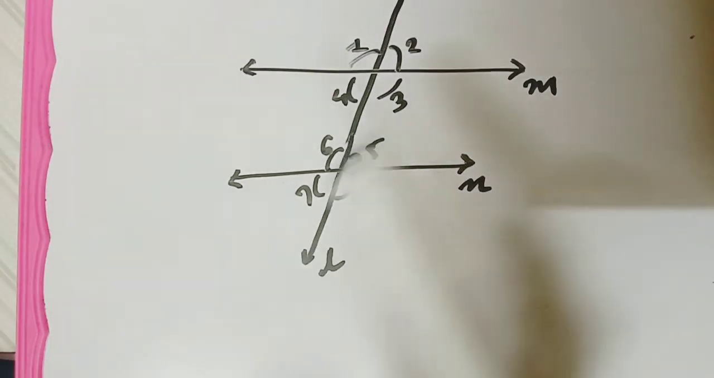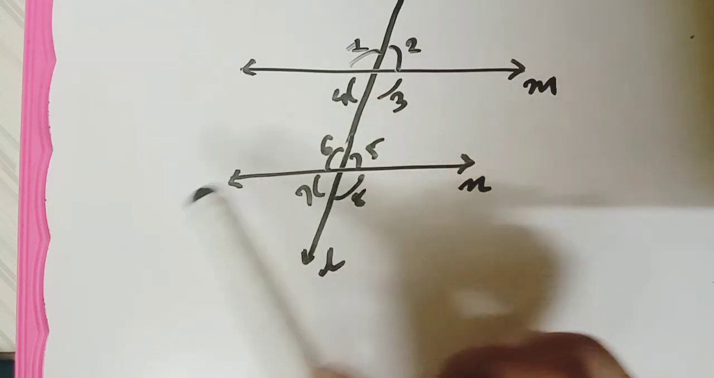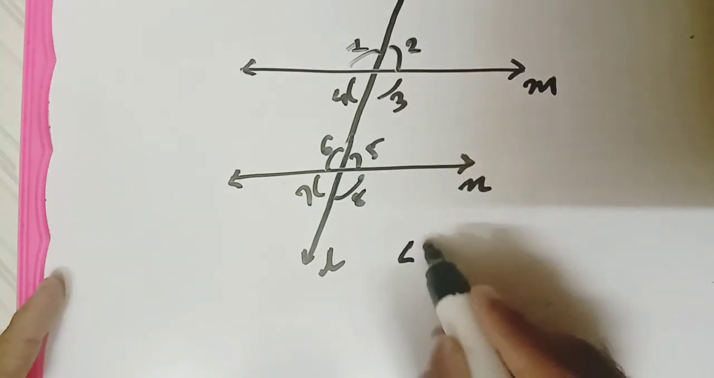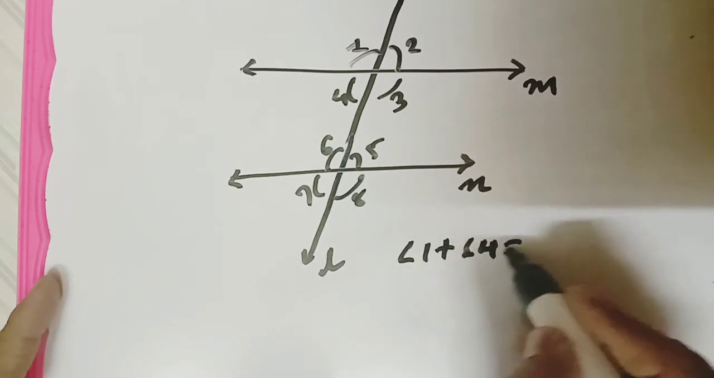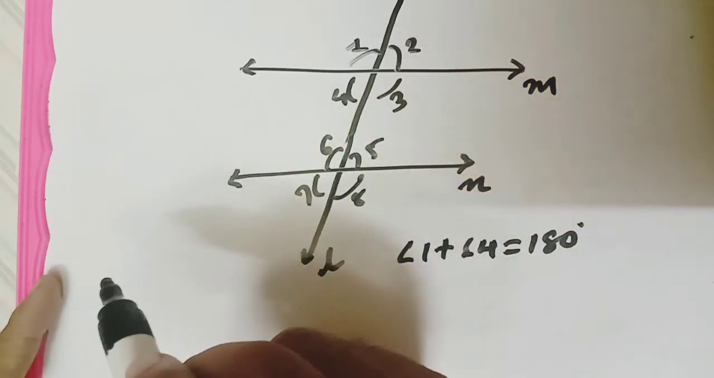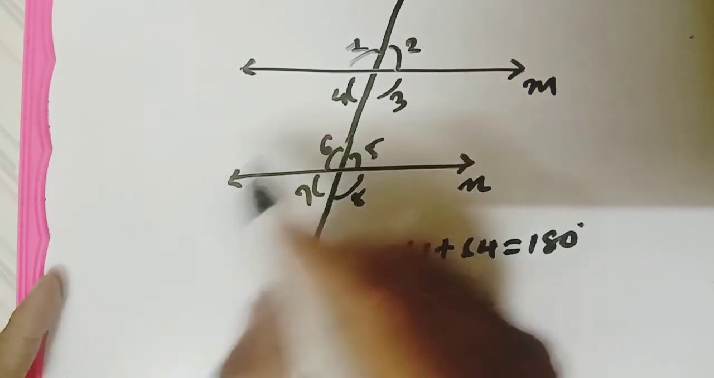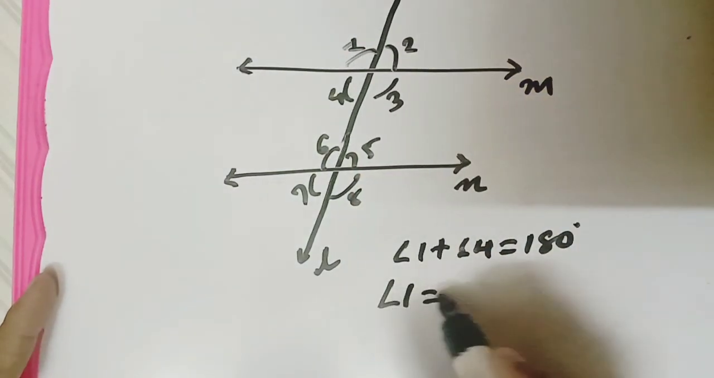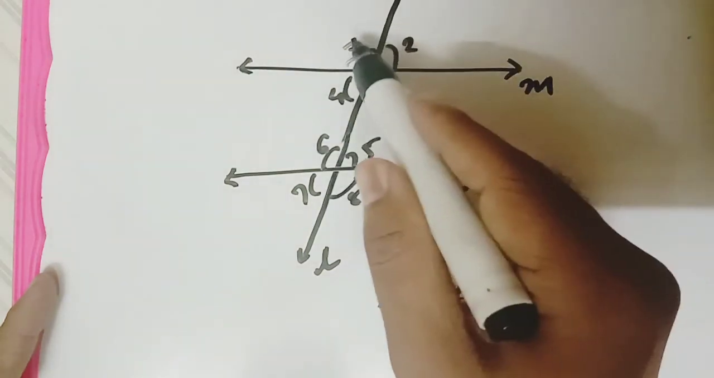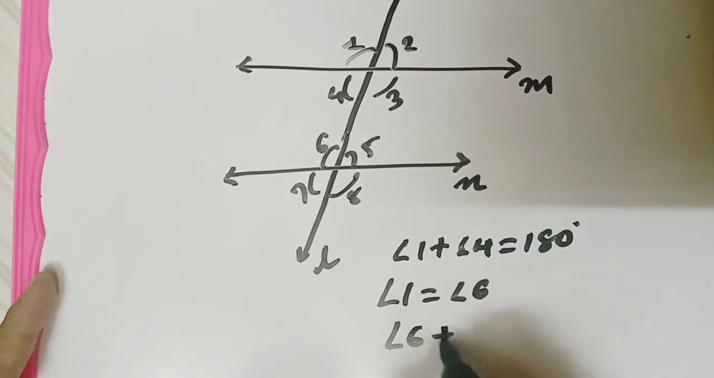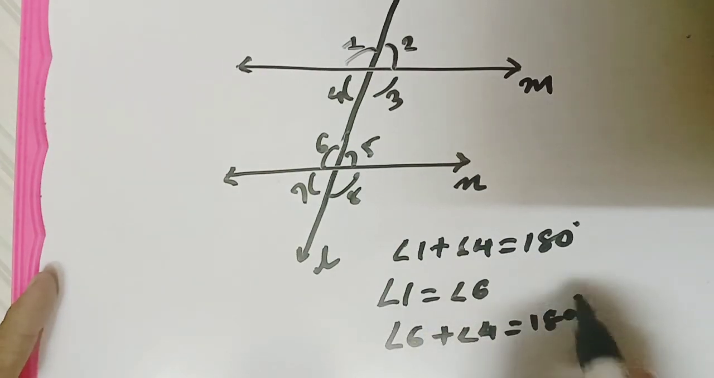Now we will study the relation of the interior angles on the same side of the transversal for parallel lines. So what is the relation between them? We can see that angle 1 plus angle 4 equals 180, because 1 and 4 are a linear pair, and so their sum will be 180. But we know that angle 1 equals angle 6, as they are corresponding angles for the parallel lines, and so we can write that angle 6 plus angle 4 equals 180.